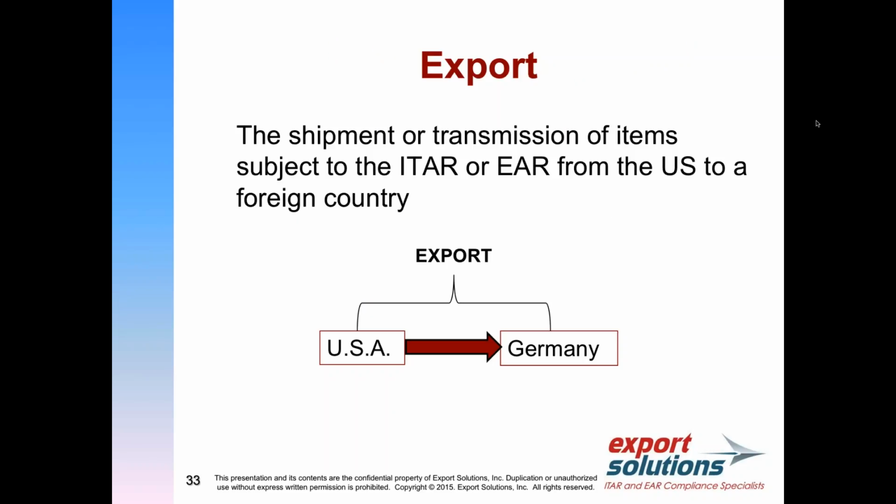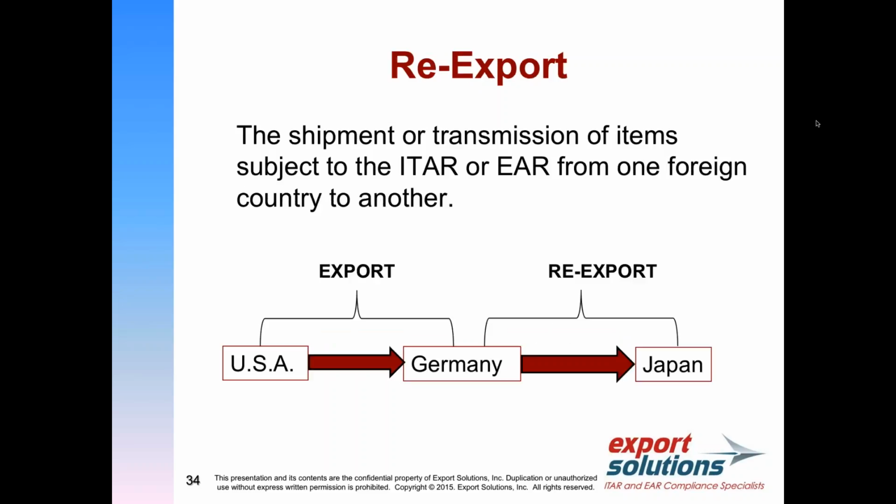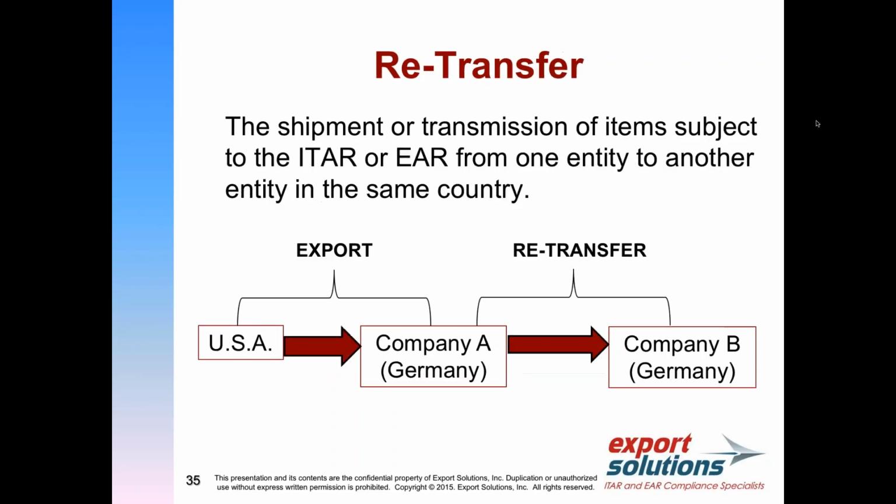An export is the shipment or transmission of items subject to the ITAR or EAR from the U.S. to a foreign country. Simplest thing. Sending something from the USA to Germany, that's an export. Any way you can send it, even electronically. Now, a re-export, you hear that term a lot. Your initial export was from the USA to Germany, and then the German company or person re-exports it to Japan. So as soon as you bring a third country into the picture, in this case Japan, that is a re-export. Again, not always illegal, not even always controlled, but this is just the definition of the term. A re-export involves the U.S. and at least 2 other countries, maybe many more than that.